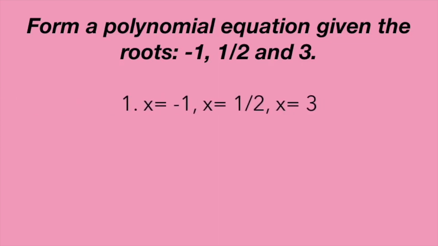Form a polynomial equation given the roots -1, 1/2, and 3. The first step is to make sure all roots are equated to x. In this problem, x equals -1, x equals 1/2, and x equals 3.